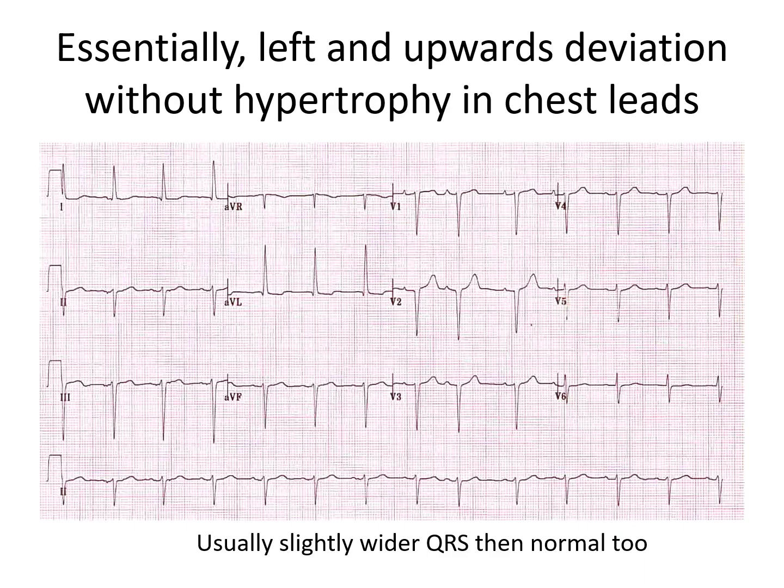So basically what it looks like is left axis deviation, so overall 2D axis going left and up in the absence of hypertrophy in the chest leads, and usually there is a little bit of QRS widening as well. Now also in the presence of LVH, or left ventricular hypertrophy, it is quite common to end up with a left anterior fascicular block as well, simply because that hypertrophy infiltrates and cuts off the conducting tissue.